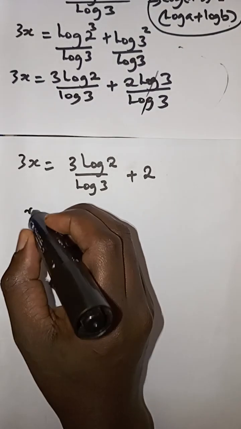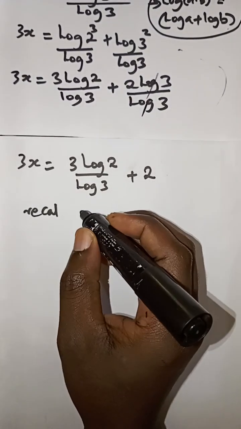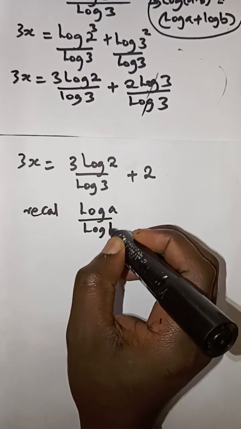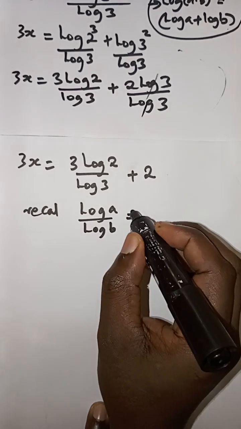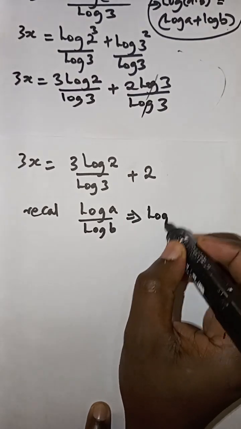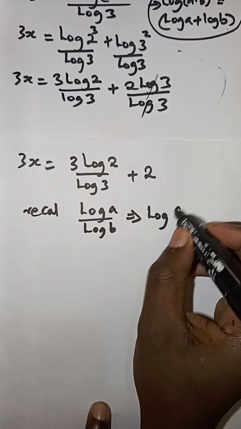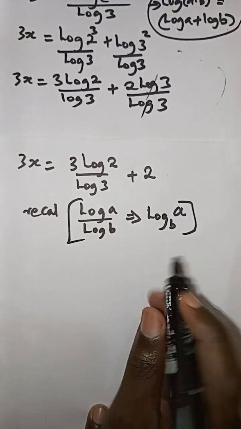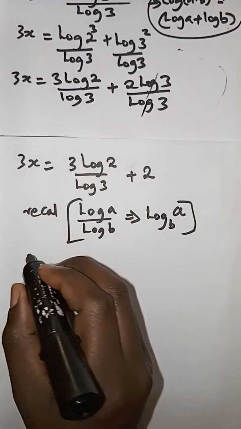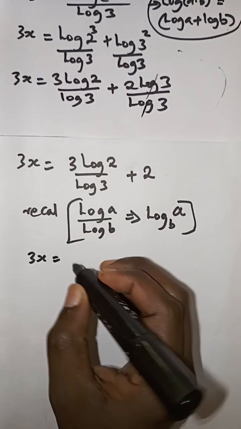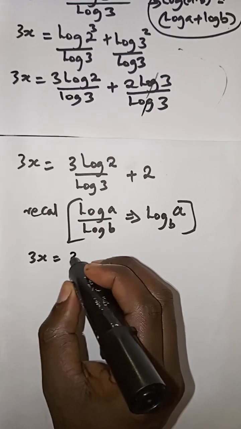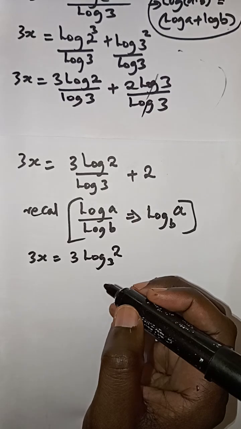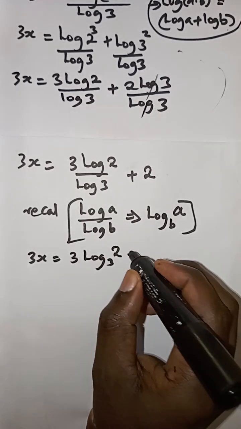You also need to recall that wherever you have two logs being divided like that, this can be re-expressed as a single log with a base, the log of a to the base of b. Applying this here, I end up with 3x equal to 3 times the log of 2, with the base 3, plus 2.